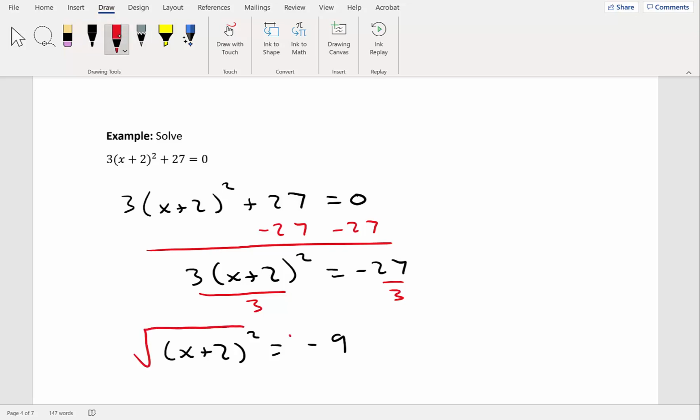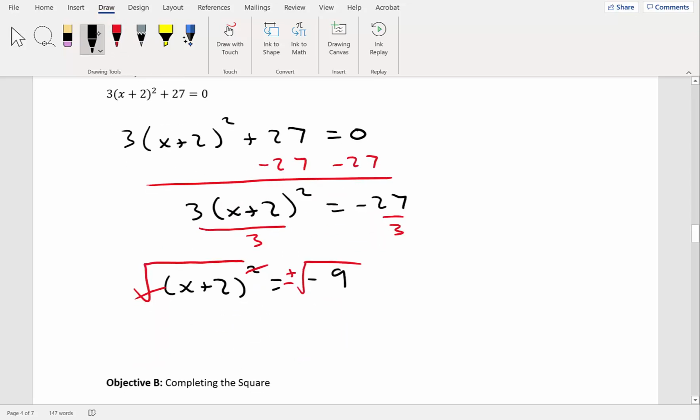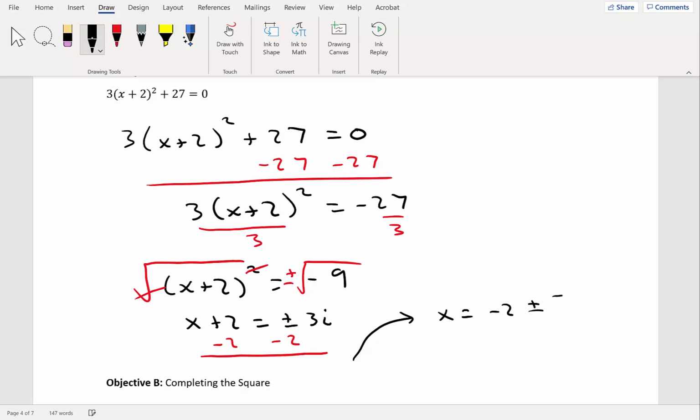Well, now let's get rid of that second power. So go ahead and take the square root of both sides. Square root, second power, cancel out. I get x plus 2 is equal to, now square root of negative 9, I have plus or minus, this gives me 3i. Now next step to solve for x, go ahead and subtract 2 from both sides. We get x is equal to negative 2 plus or minus 3i. So we get x is equal to negative 2 plus 3i, and x is equal to negative 2 minus 3i.